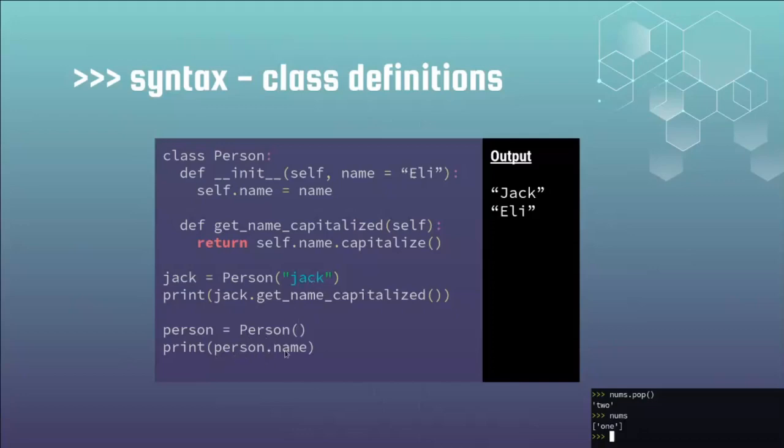When we look for person.name, it prints Eli. And also notice right here, I want to stress this. We're using person.name. Notice that we never define a getter or a setter for our variable here. We have self.name, but we don't define a getter or a setter for it. There's no set name, get name.